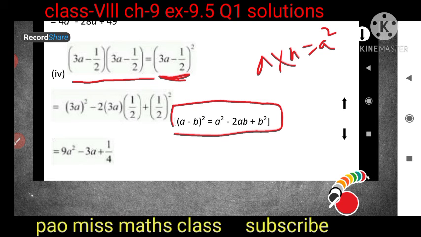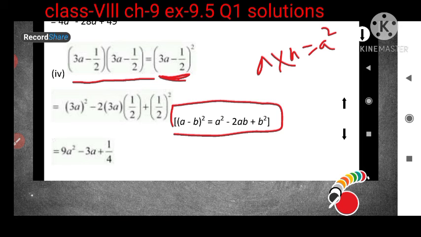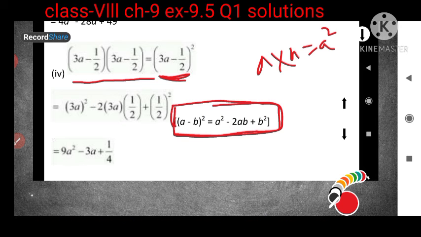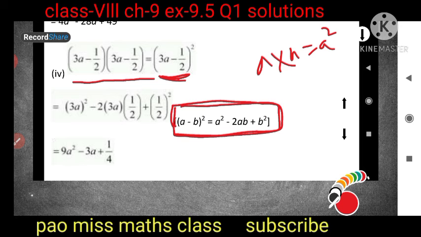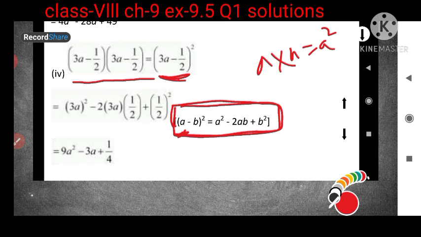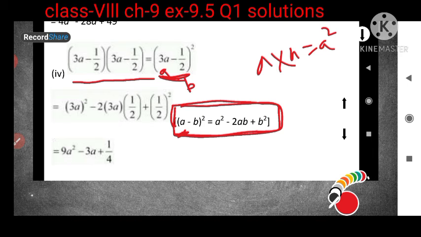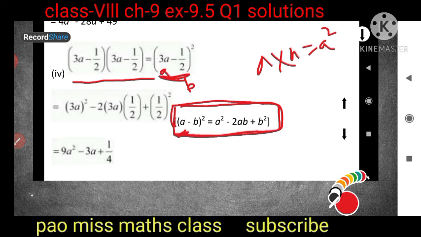So what is the identity? A minus b whole square is equal to a square minus 2ab plus b square. So in the solution we have to write the identity also, which identity we are using. Now 3a is equal to a, isn't it? So this is 3a, this is a, and 1 upon 2 is what? B, isn't it? So 3a minus 1 upon 2 whole square is equal to 3a whole square.